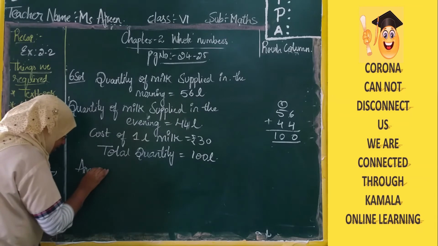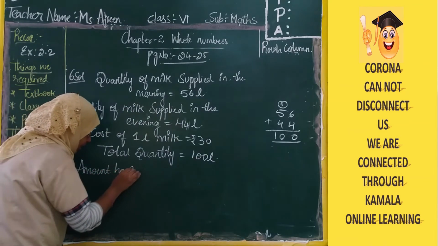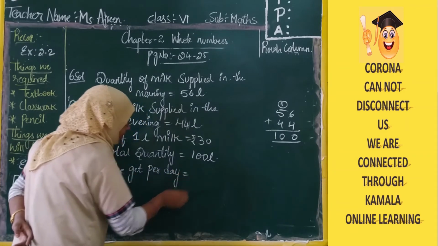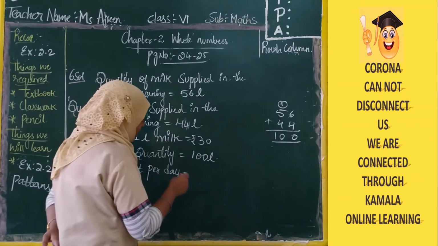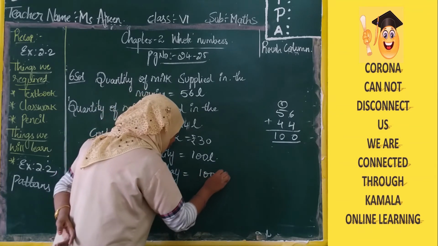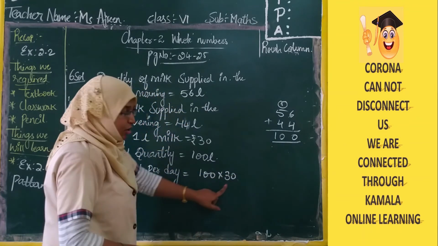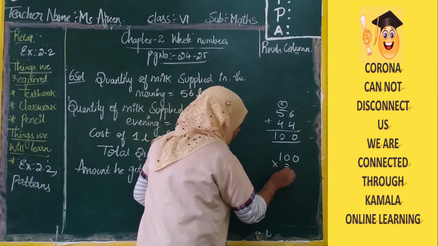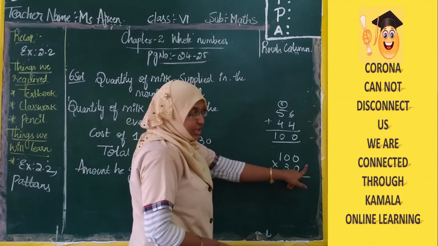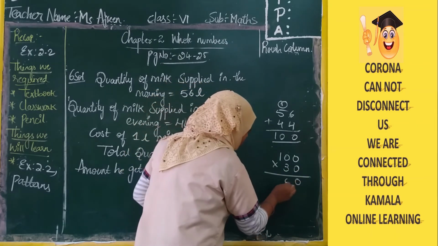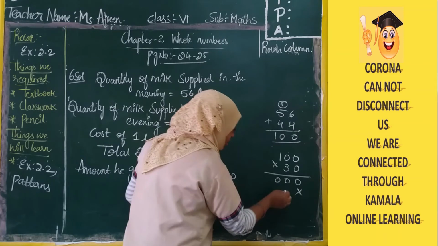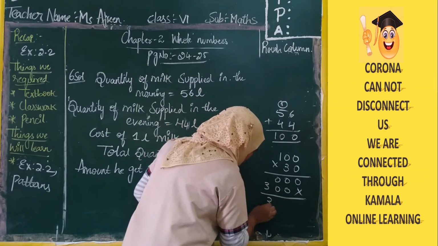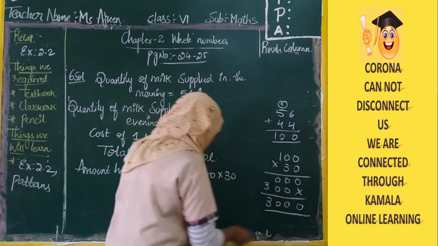Amount he gets per day. To find the amount per day he gets, we will multiply 100 into 30. 100 liters has been supplied, and the cost of 1 liter of milk is 30. So 100 into 30. As we said, if you multiply 0 with any number, you will get 0. So 0, 0, 0. Moving to the next case, 3. 3 zeros are 0, 0, 3 ones are 3. So that is 3000 rupees he gets per day.